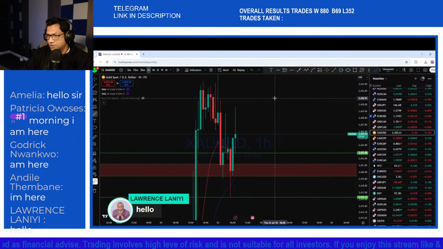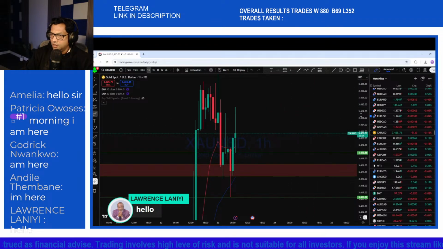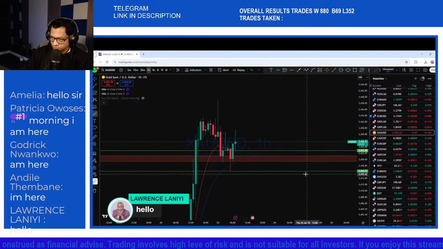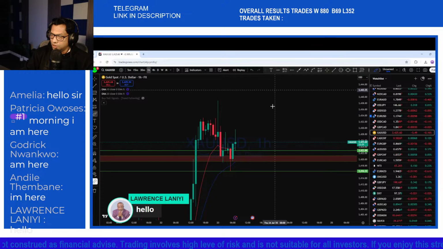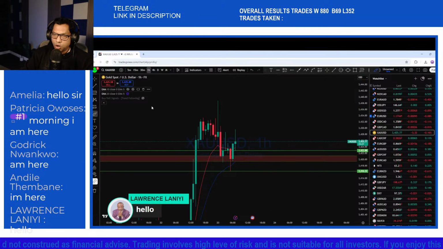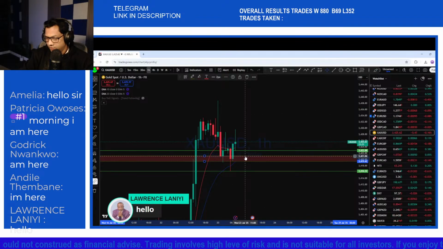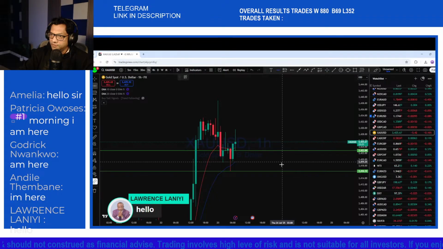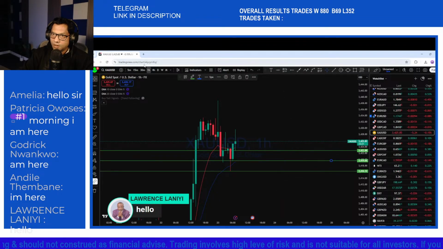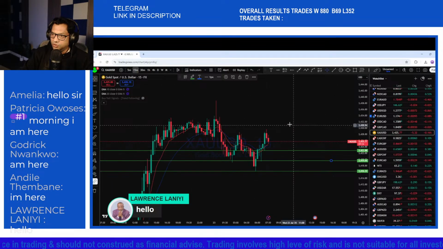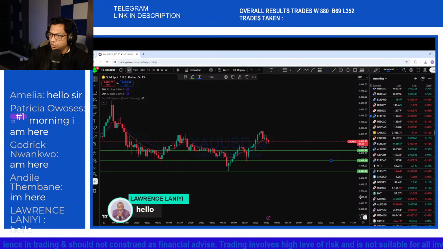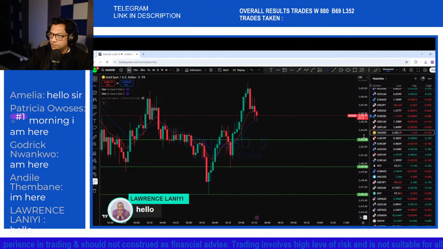From the 1 hour, you can see it's forming a doji. So I'm going to draw both of these support levels here for any kind of entry. Okay, so this is the 5 minutes. These two are important support levels.